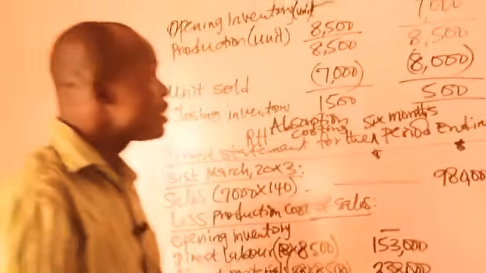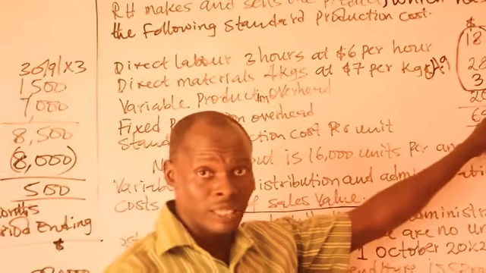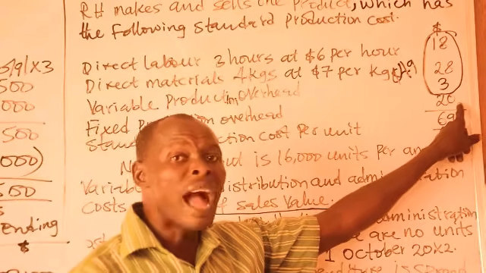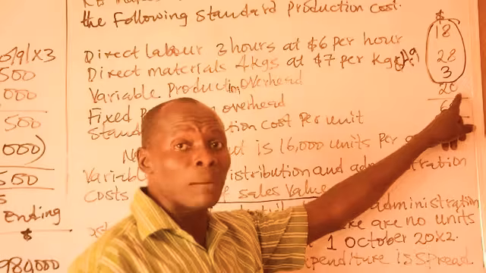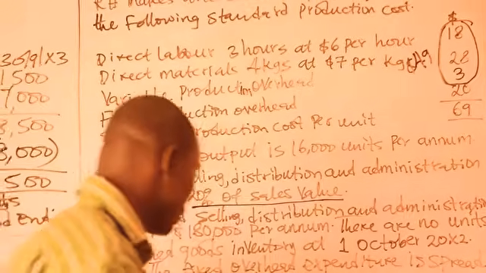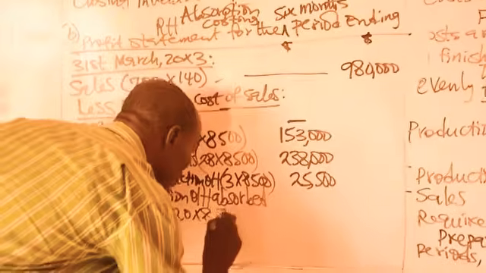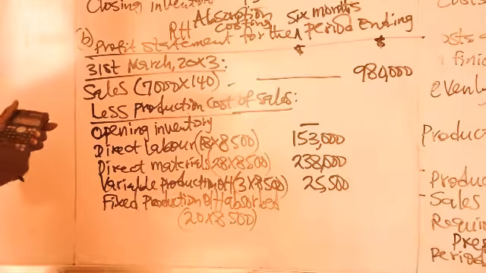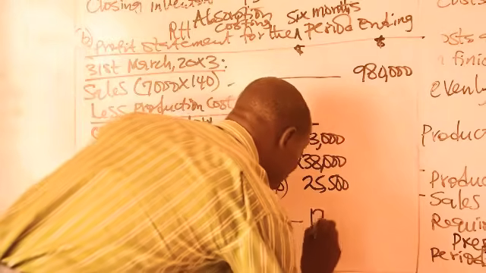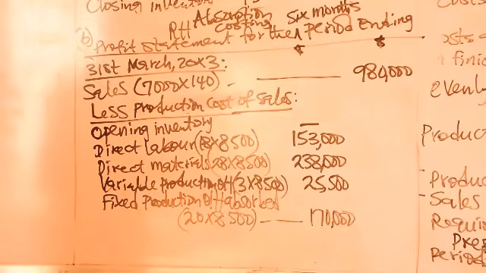I've told you that to absorb overheads, you multiply your overhead absorption rate by the actual production. The fixed production overhead absorption rate is $20, and the actual production is 8,500. So 20 times 8,500 gives us 170,000. That is the fixed production overheads absorbed.